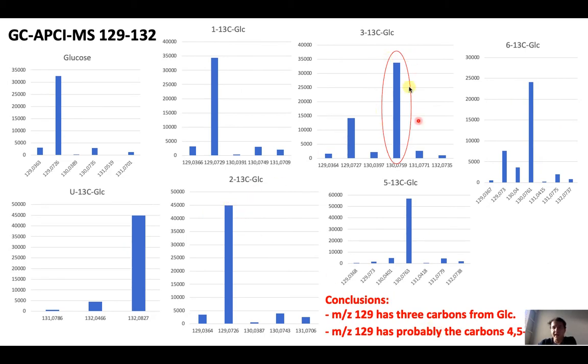This is also confirmed by the GC-APCI-MS. Again, we can see an increase here in the peak using the 3 labeled carbon glucose, and we have an increase here also in the 5 and the 6. So again, we believe this is a contamination. The standard has probably 1 or 2 carbons labeled, not the carbon 3.